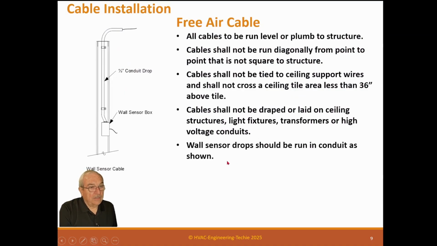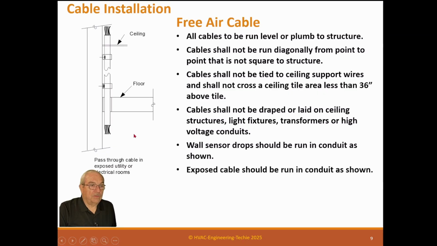Wall sensor drops shall be run in conduit as shown. In other words, if you've got a wall thermostat and you're going to run a cable down to it, the gold standard is to put a J-box in the wall and run a conduit there so you can run it down there. Now, a lot of people just try to fish a cable down there. The problem is that later on, if they need to change something, that cable can be damaged trying to get it in and out. So conduit drops, especially in masonry walls, are the standard of how we normally do it.